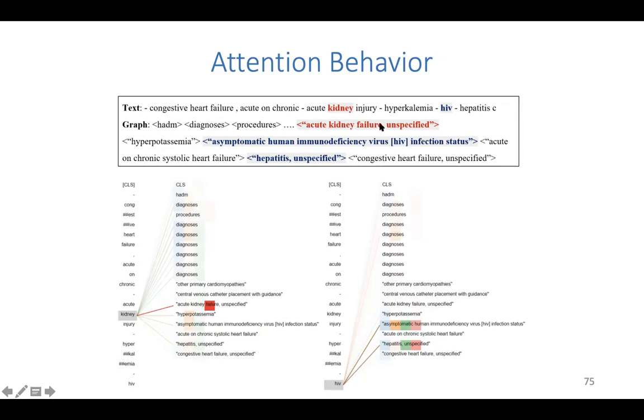So here, acute kidney failure is a diagnosis node. This is also HIV. HIV is also another diagnosis node. Hepatitis is another diagnosis node. And so this part is all graph nodes, and this part is text. So here you can see a lot of fake, empty nodes, like admission nodes, diagnosis or procedure nodes. As I said, these nodes themselves don't mean anything. It's the literal nodes that matter. So here, these are the literal nodes, and these are the subwords.